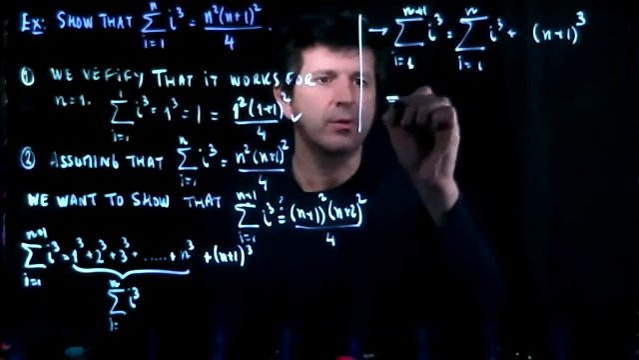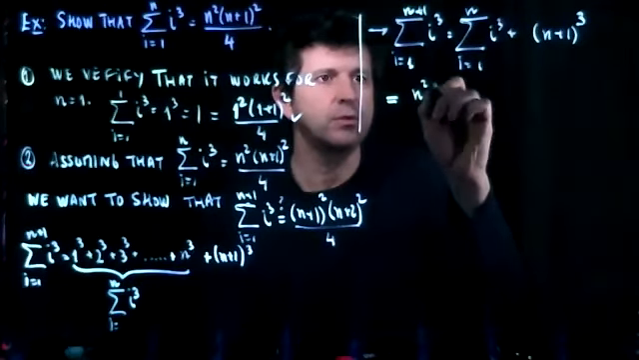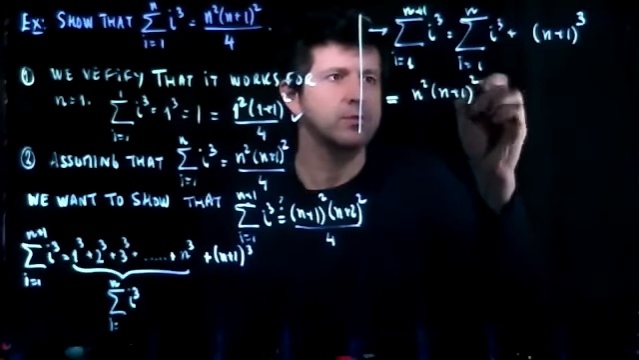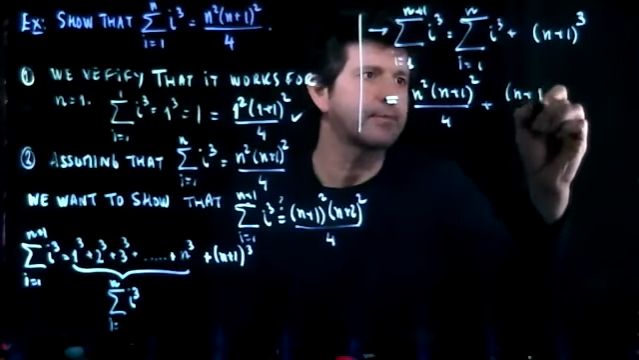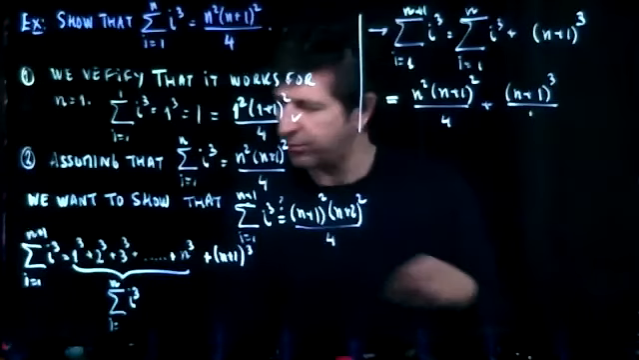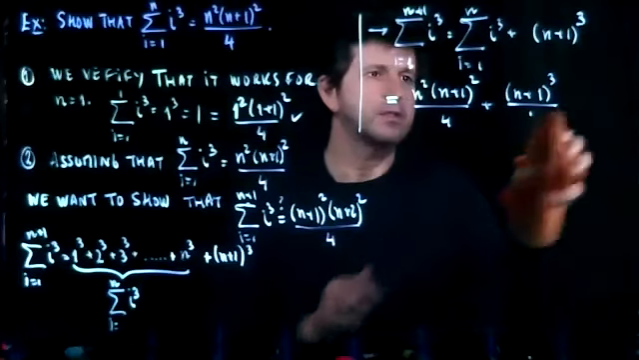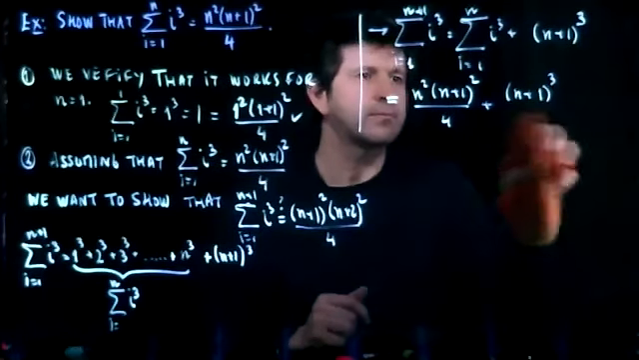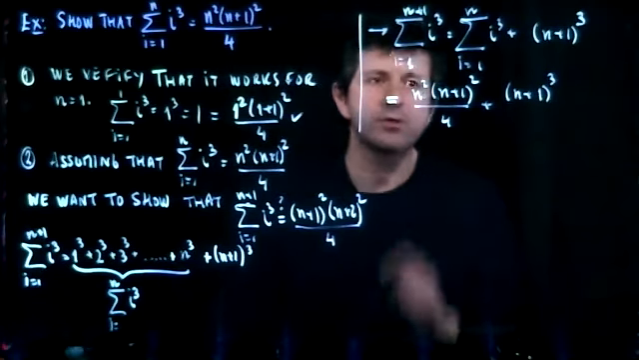Okay, and now I'm going to use my assumption that this is equal to n squared times n plus 1 squared over 4 plus n plus 1 cubed. That's it, that's all. Okay, questions?